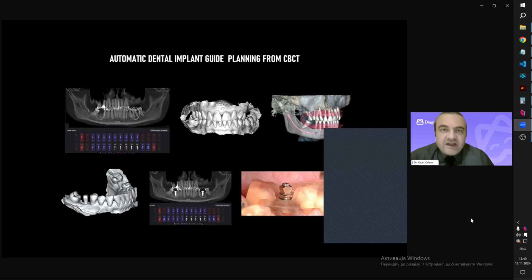lesion. See, the dental implants are also segmented nicely as an artificial material in DiagnoCat. I'm not sure how many of you are using guide planning from CBCT, but right now we have on DiagnoCat the capability to make a fusion together with the intraoral scanning, and also we have the capability to design the guide simultaneously. Now I'm just going to show you a real-time design of the guide.